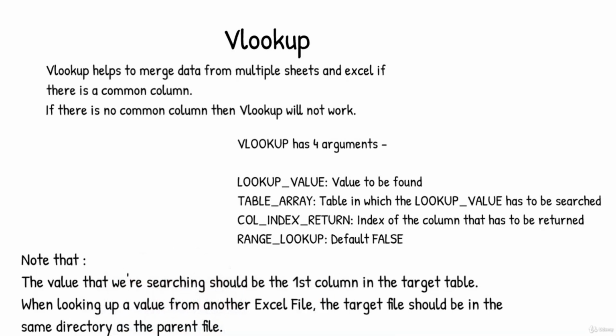Note that the value that we are searching should be the first column in the target table. And when looking up a value from another Excel file, the target file should be in the same directory as the parent file, because with the help of VLOOKUP we can merge even different Excel files, and those Excel files should be in the same directory.